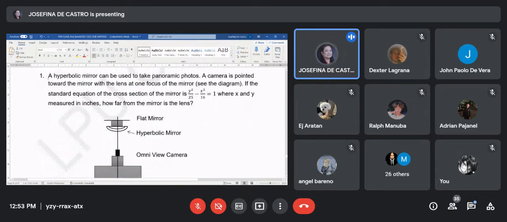So, a hyperbolic mirror can be used to take panoramic photos. A camera is pointed towards the mirror with the lens at one focus of the mirror. If the standard equation of the cross-section of the mirror is y squared over 25 minus x squared over 16 is equal to 1, where x and y are measured in inches, how far from the mirror is the lens?